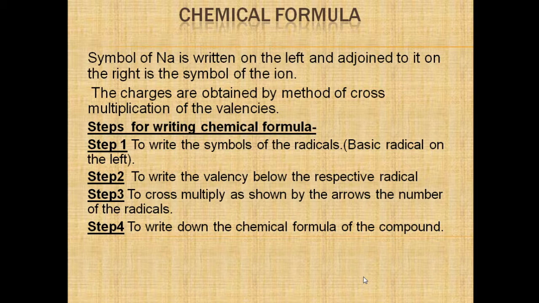While writing the formula of compounds such as sodium chloride, the symbol of cation is written on the left and adjoining to it on the right is the symbol of anion. This number is obtained easily by the method of cross multiplication of valencies. So steps for writing chemical formula. Step 1: to write the symbol of the radical, basic radical on left. Step 2: to write the valency below the respective radical. Step 3: to cross multiply as shown by arrow the number of the radical. And step 4: to write down the chemical formula of the compound.